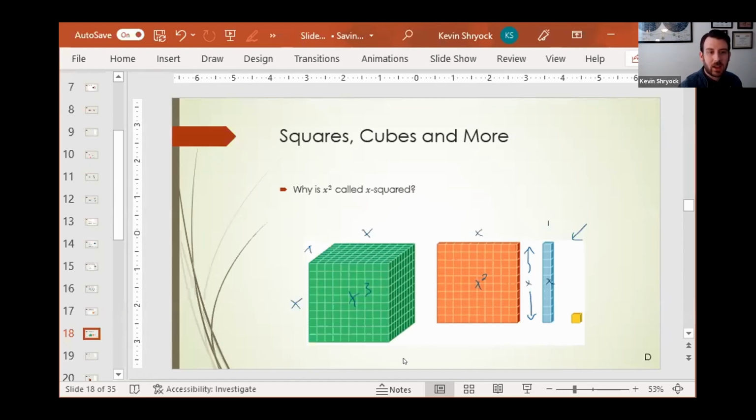That makes this an x rod. You could think of it as an x rod. And then this object down here has a whole bunch of 1 by 1 by 1 dimensions. So that must be a unit. That's a 1.